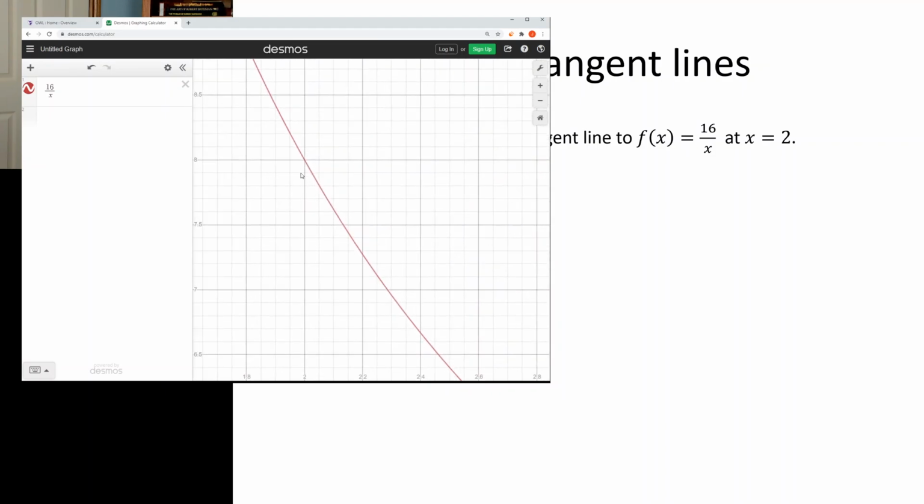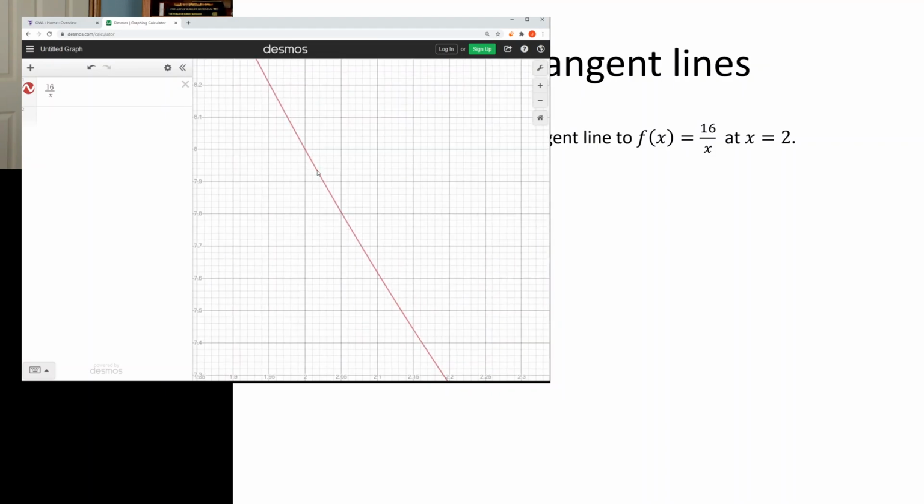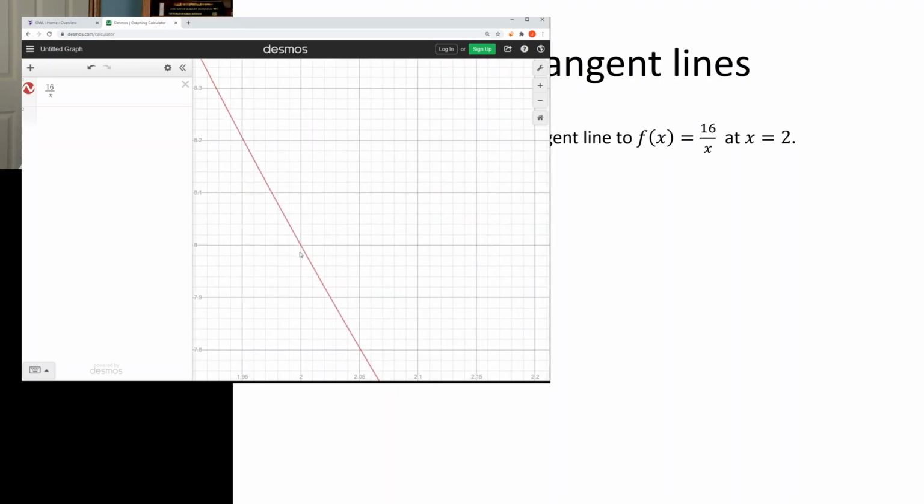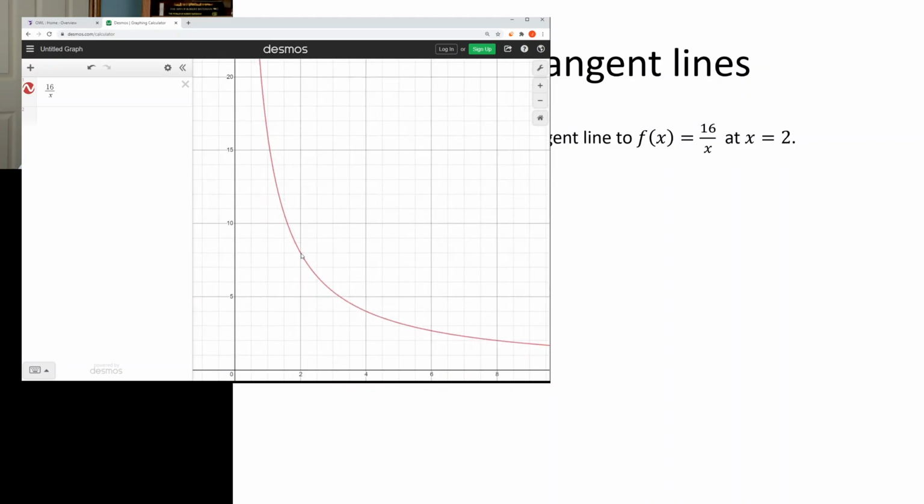Now I'm going to zoom in to an x coordinate of 2, zoom in enough, and eventually the function appears to be a straight line. What we're looking for when we're calculating the equation of a tangent line at a particular x coordinate is the equation of this line that's showing up here. Now the curve is definitely not a line if you zoom out.